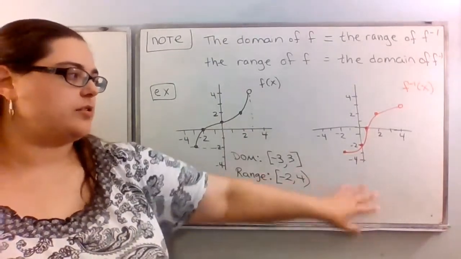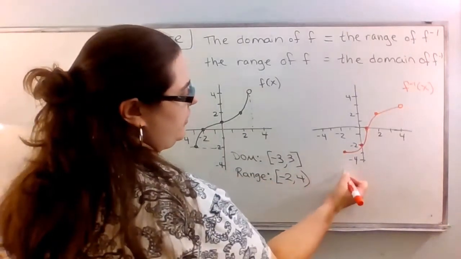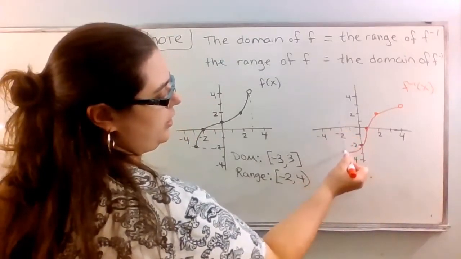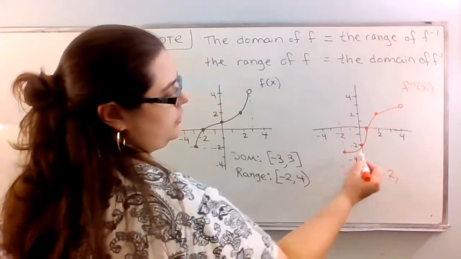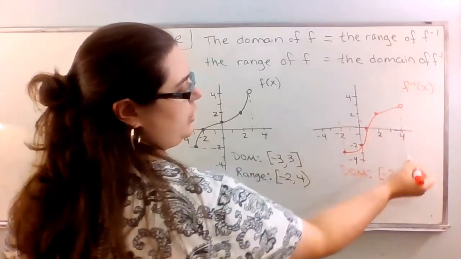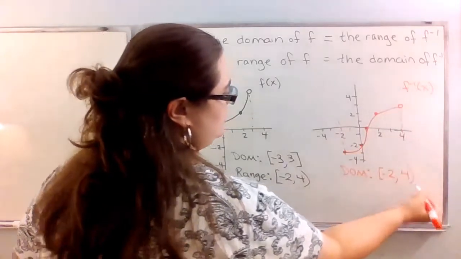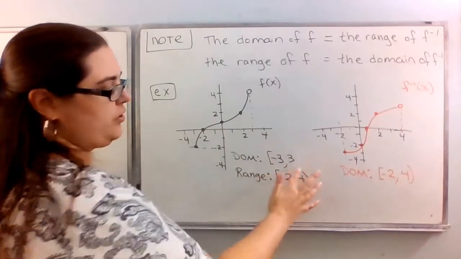Now we'll find the same things for the inverse of f. So the domain of f inverse is going to be here at -2. And it stops here at 4, but doesn't include it. Oh gosh, I just realized this should have not included the 3 over here.